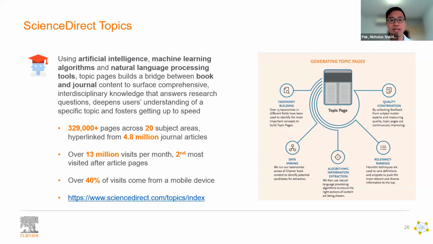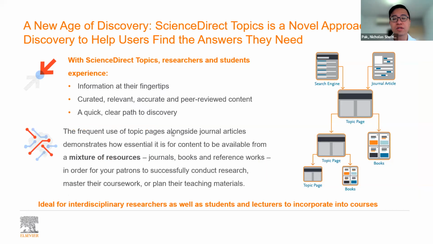So we have about 330,000 pages from over 20 subject areas, linked from over 4.8 million journal articles. And you can access this by going to sciencedirect.com/topics/index. So this is an index page for all the topics that we have. You can use this to narrow down to topics that you're interested in, right? So now you're actually able to get information at your fingertips. This is curated, relevant, peer-reviewed content, and it's a very quick way for discoverability.